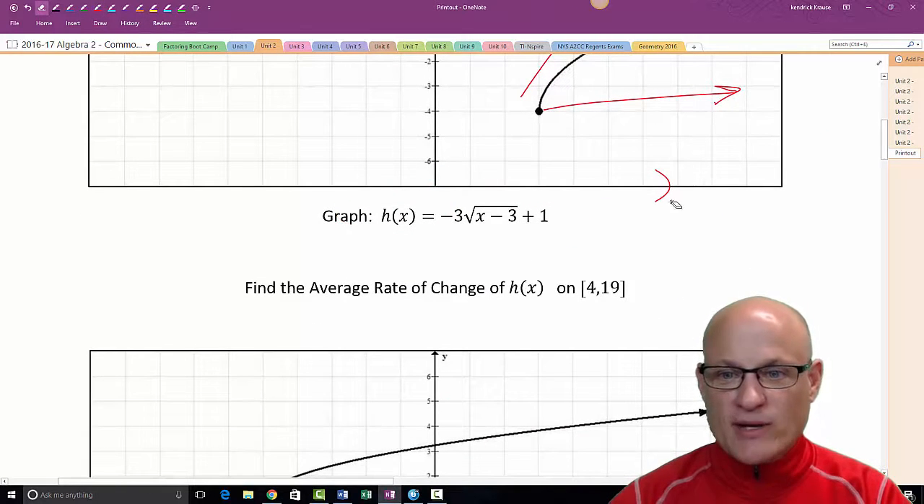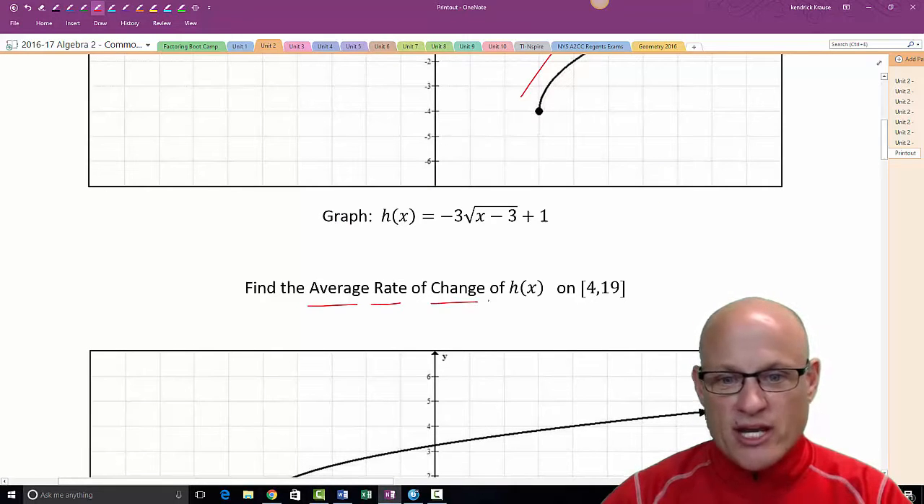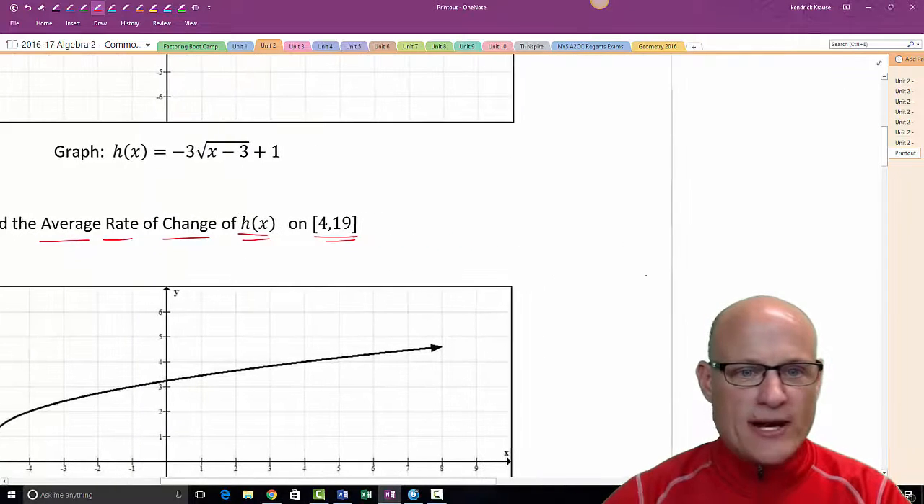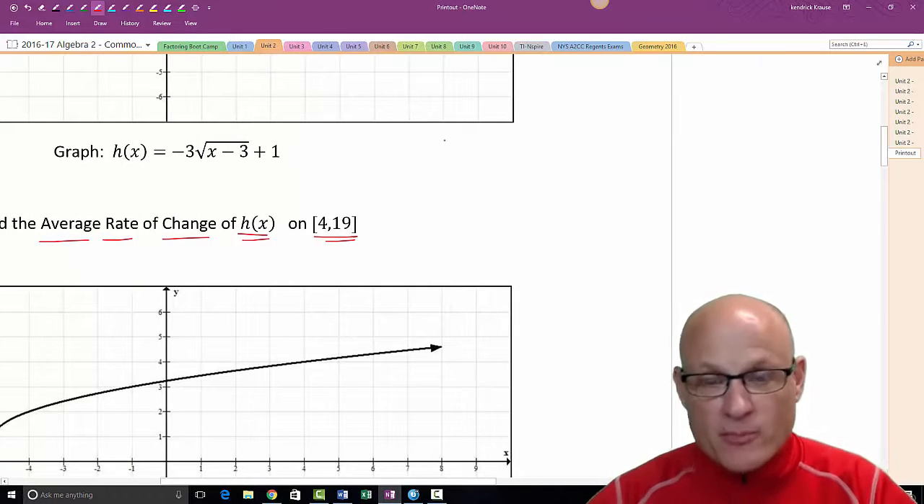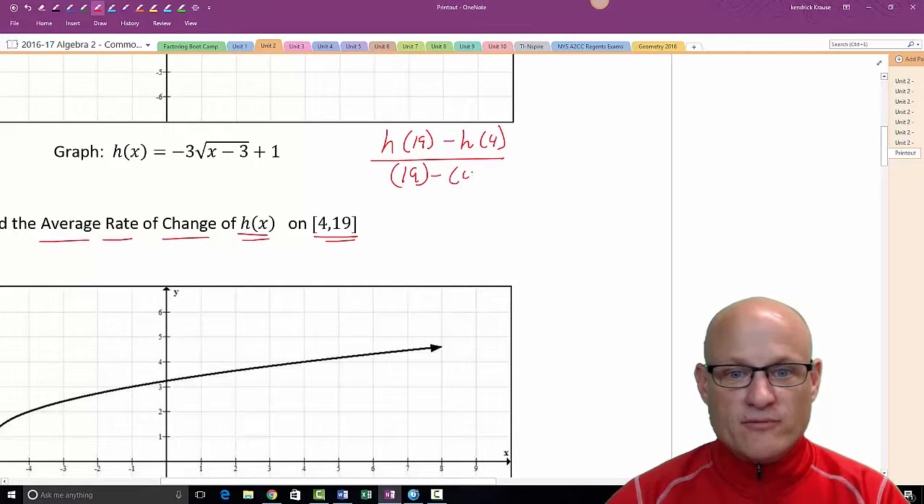All right, let's see what else we got here. Oh yeah, I forgot. I could also ask you this question. It said, find the average rate of change of h of x from 4 to 19. Now that sounds like a really hard problem, but don't forget, we got a simple formula for rate of change. It is h of 19 minus h of 4 all over 19 minus 4.